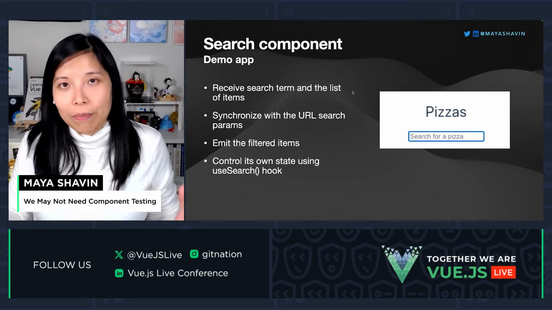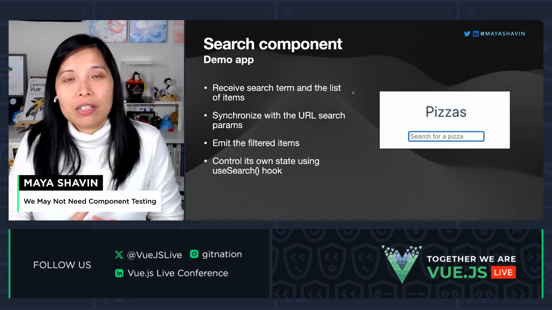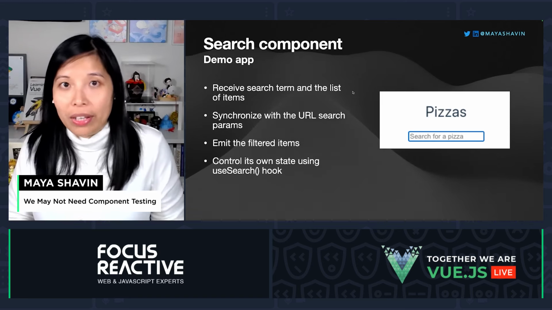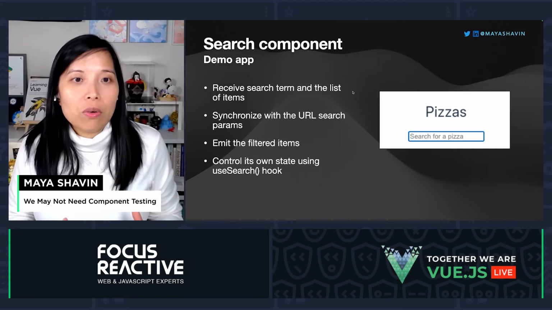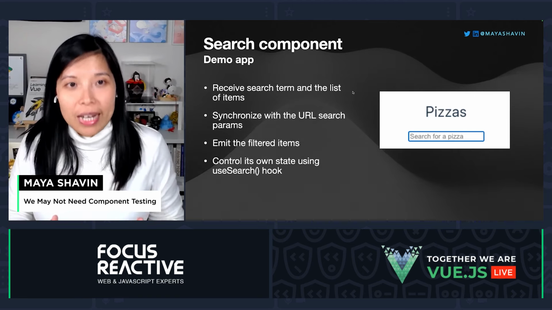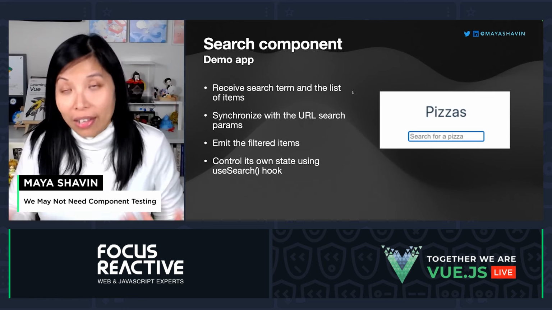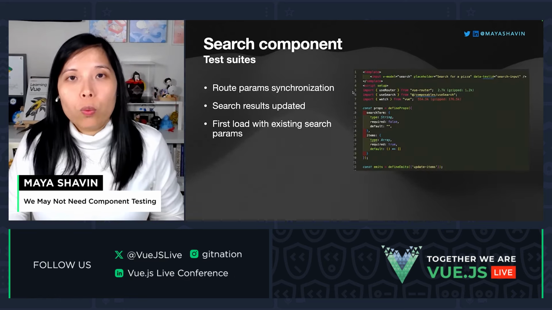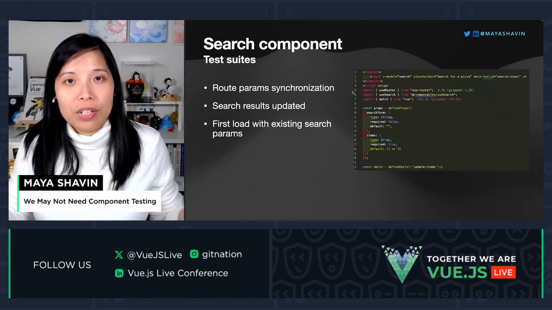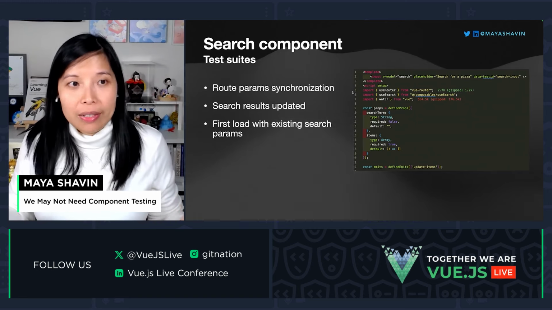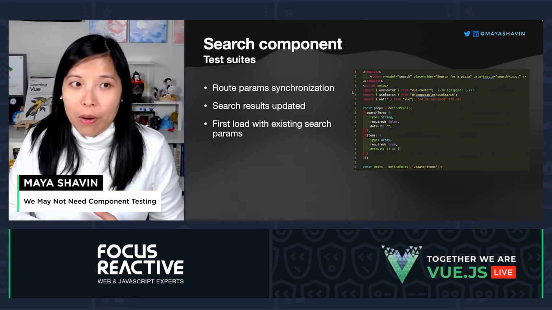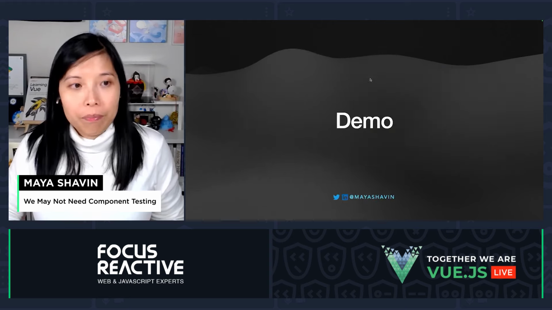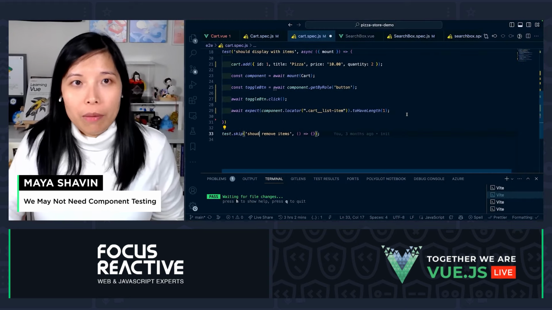In the search component, simply, we do the search, we type the search, we will trigger an event with the search, and maybe with the items, and we synchronize the URL state, the search state, like the query of the search, and it has its own state using the useSearch hook. Okay, so for this, we also do the same test with Vitest and Playwright on three scenarios: synchronization with the raw param, the updated result, and the first load existing param. So let's move on to our demo.